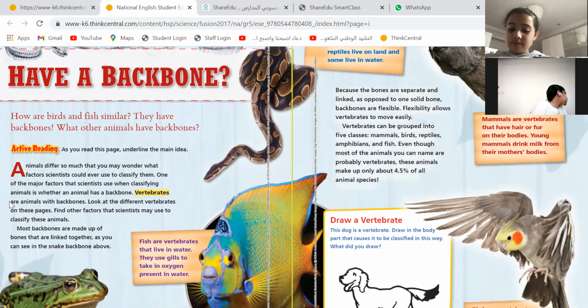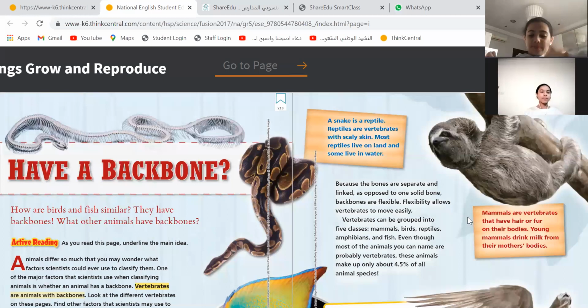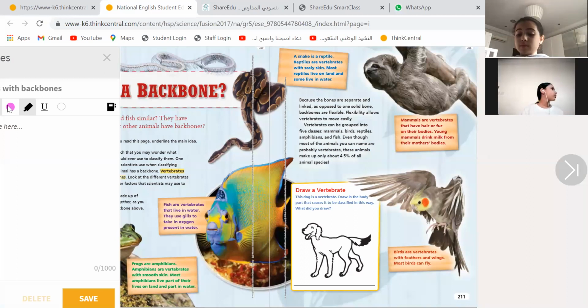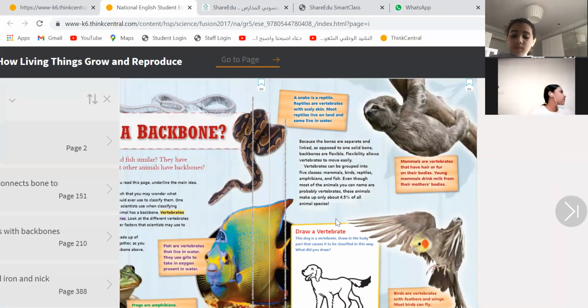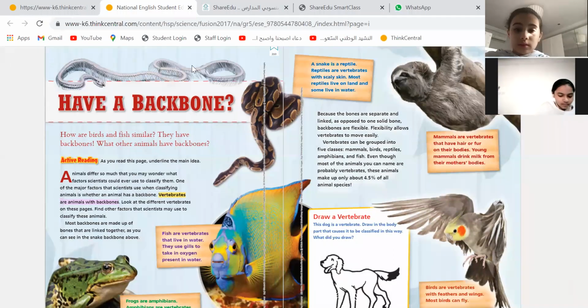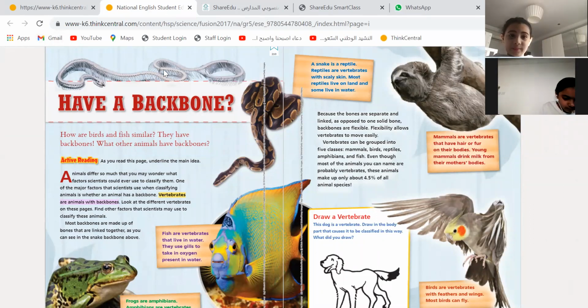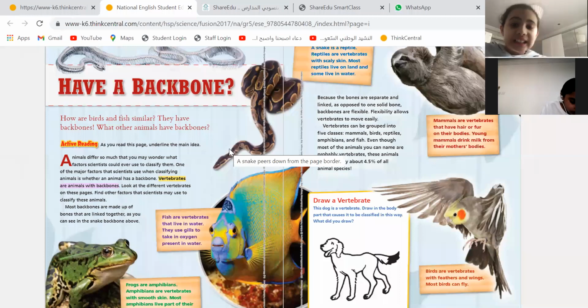Vertebrates are animals with backbones. Very good. Now let's take a look at this page. Different vertebrates we have. Look at these animals. The snake. Can you see the skeleton of the snake? Wow, it's so long and it has a backbone. Is this the backbone? See? Yes, it is.